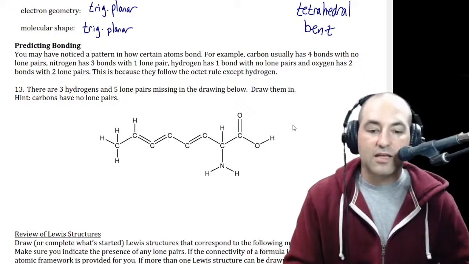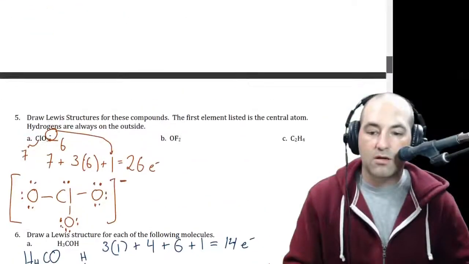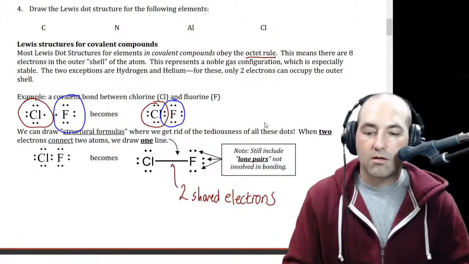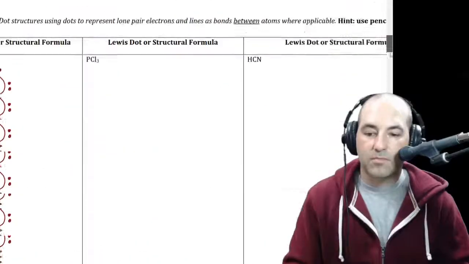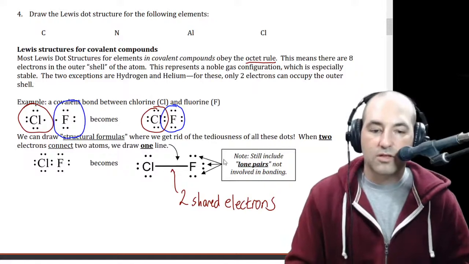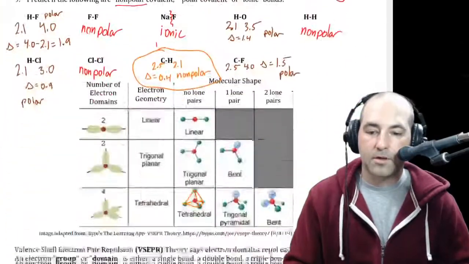Lone pair, yes, that's a non-bonding pair of electrons. So when we say lone pair, we mean lone pairs that are not involved in bonding. A pair of electrons not involved in bonding is a lone pair. Thank you for asking.